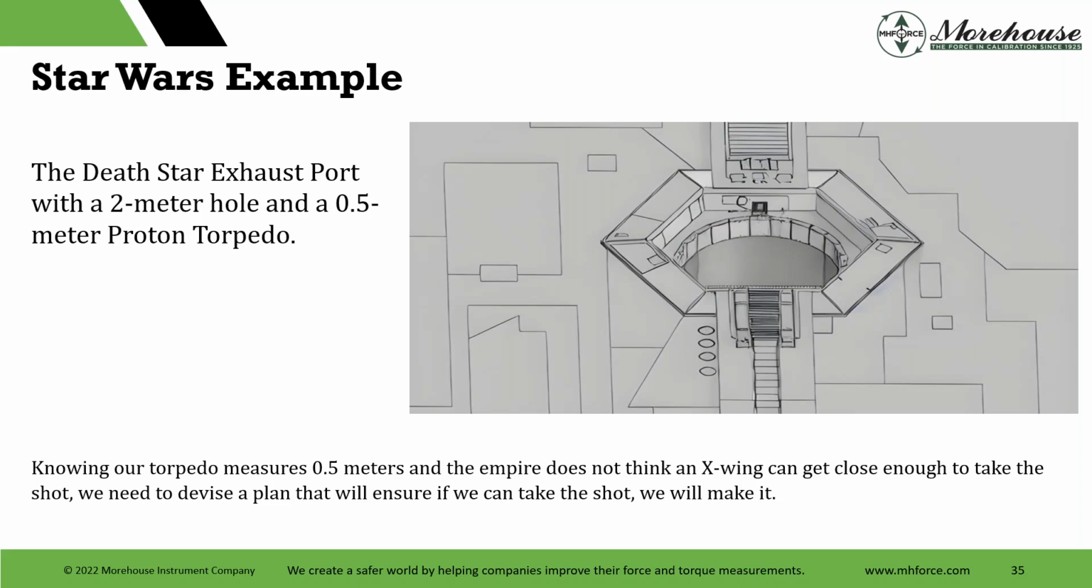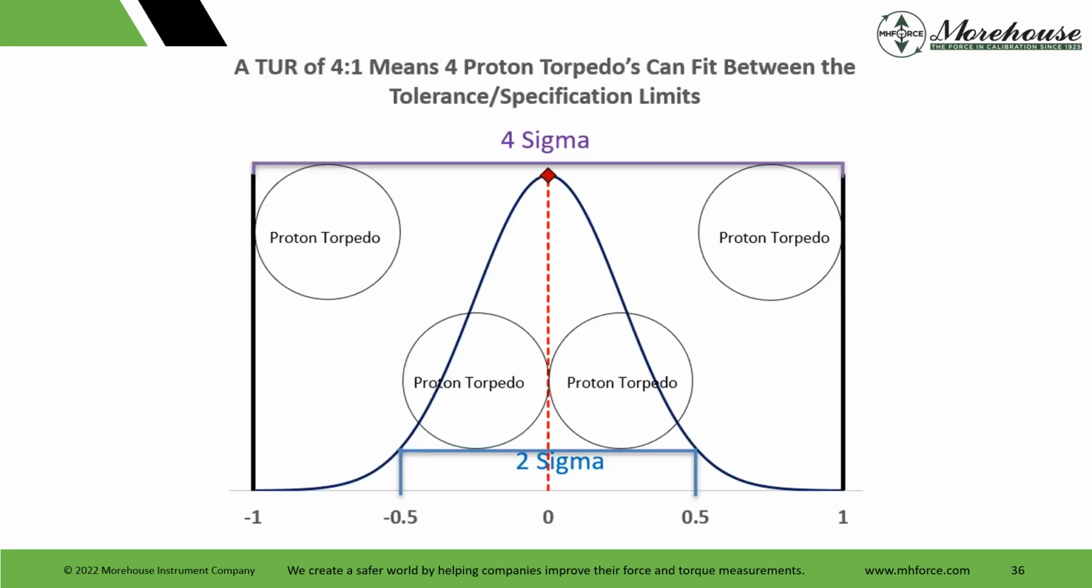We know from Rogue One that they got these plans. The Empire doesn't think that this vent port is a problem. Someone had built this design flaw into it just in case the Empire got too strong. And we know that our proton torpedo measures 0.5 meters, and we can send X-wings in there that if we devise the right plan, we can take the shot, make it, and destroy this world-destroying moon, planet, ship, whatever you want to call it.